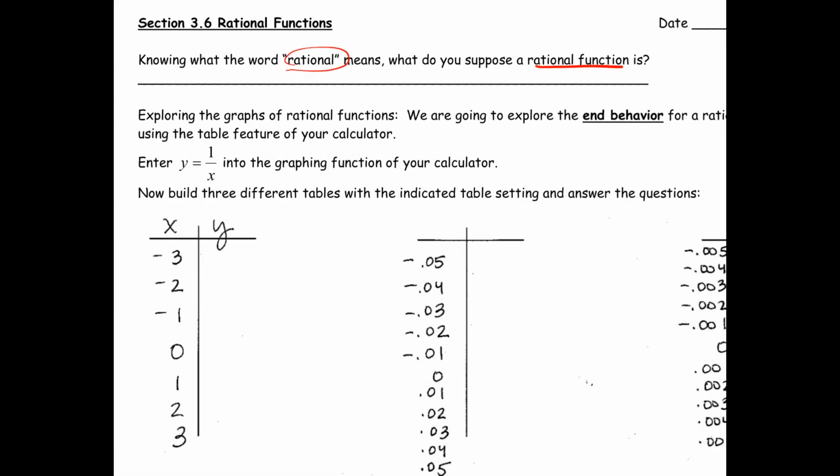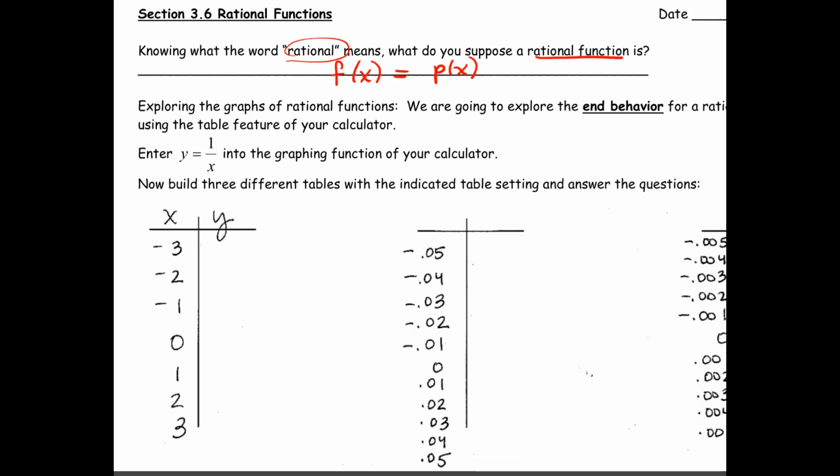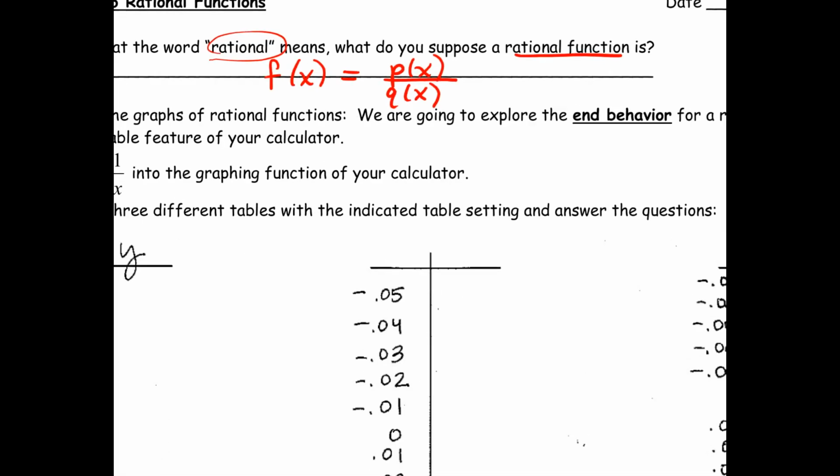So for example, it looks like this, where f of x is equal to one function, we could call it p of x, divided by another function, q of x. It's just a fraction made up of functions. So we could even write that. What is a rational function? Dividing two functions. Because remember, a fraction is just dividing.